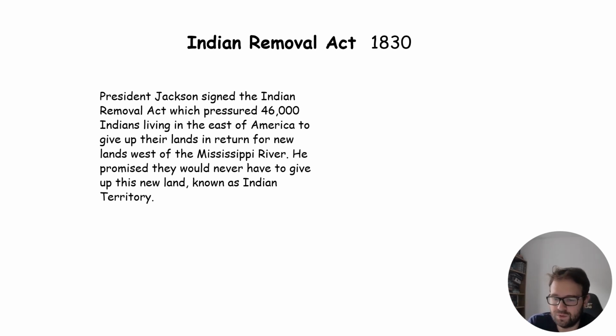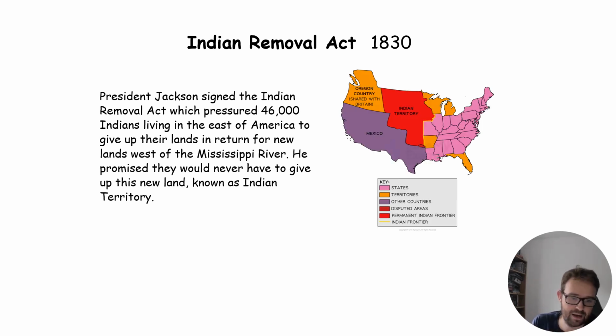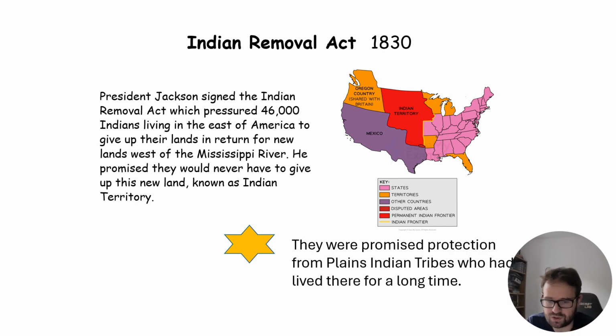You'll find that a lot when the U.S. states constantly change their mind on the acts they pass. So that's the main thing with the Indian Removal Act. They were also, the Plains Indians were promised protection from other Indian tribes who had lived there before. So that's the first real policy we look at. Okay, good starting date, 1830.